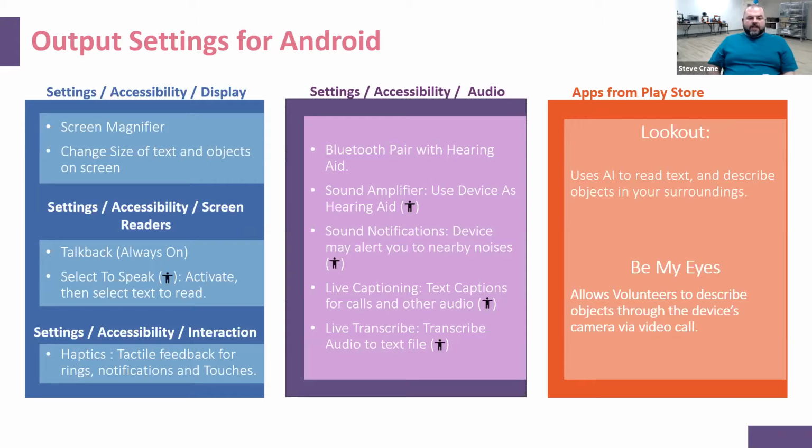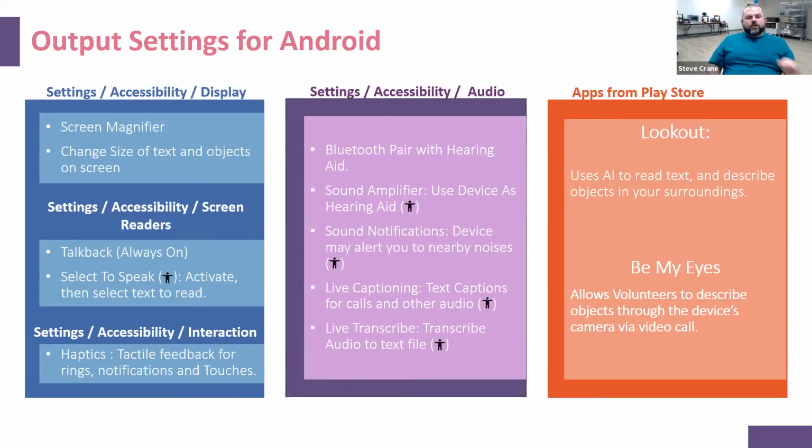Then they have Select to Speak. Select to Speak actually waits for you to activate it, and then you can select some text, you can draw a little rectangle, or you can just tap a section of your screen and it will read what's in there. What's pretty nifty about it is it can also be used to read text from images in your camera. So if you're at a restaurant, you can take a picture of the menu and then use your Android device to read that to you.